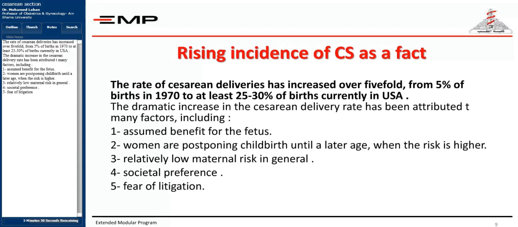The rate of cesarean deliveries has increased over five-fold, from 5% of births in 1970 to at least 25 to 30% of births currently in the USA. The dramatic increase in the cesarean delivery rate has been attributed to many factors, including assumed benefit for the fetus. Women are postponing childbirth until a later age, when the risk is higher. Relatively low maternal risk in general. Societal preference. Fear of litigation.